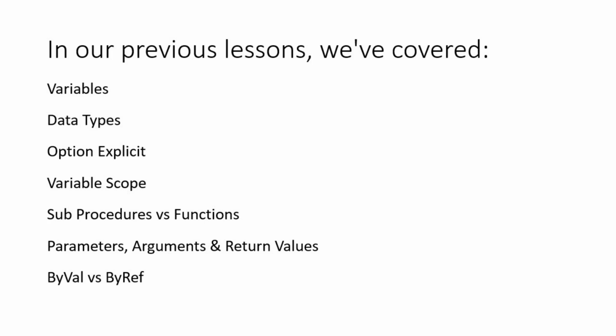In our previous lessons, we covered variables, data types, Option Explicit, variable scope, sub-procedures and functions, parameters, arguments, and return values, ByVal and ByRef. Now it's time to start working directly with Excel worksheets, because at the end of the day, Excel VBA is all about reading information from worksheets, processing it, and writing results back. And that all begins with knowing one important skill: cell referencing.